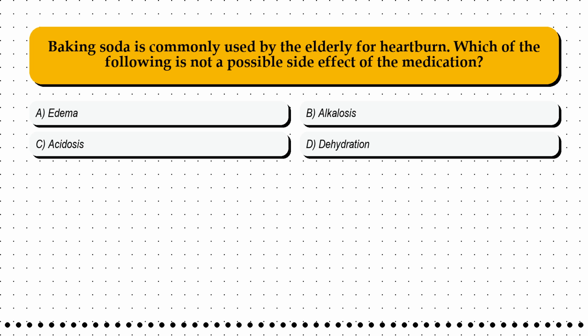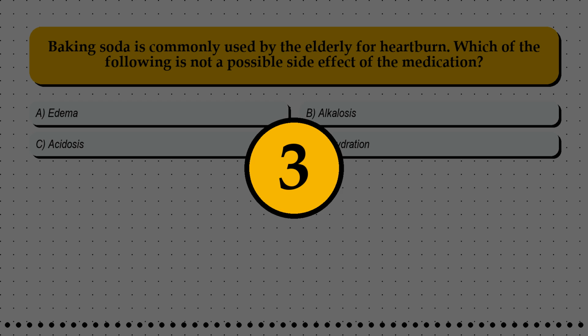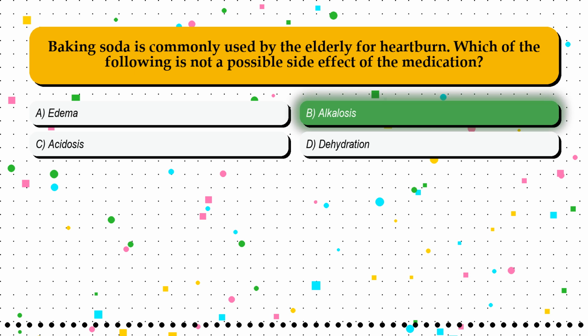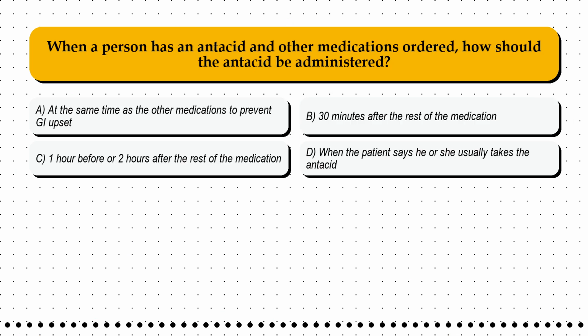Which of the following is not a possible side effect of the medication? Option A. Edema. Option B. Alkalosis. Option C. Acidosis. Option D. Dehydration. The correct answer is option B. Alkalosis. Question 119. When a person has an antacid and other medications ordered, how should the antacid be administered?